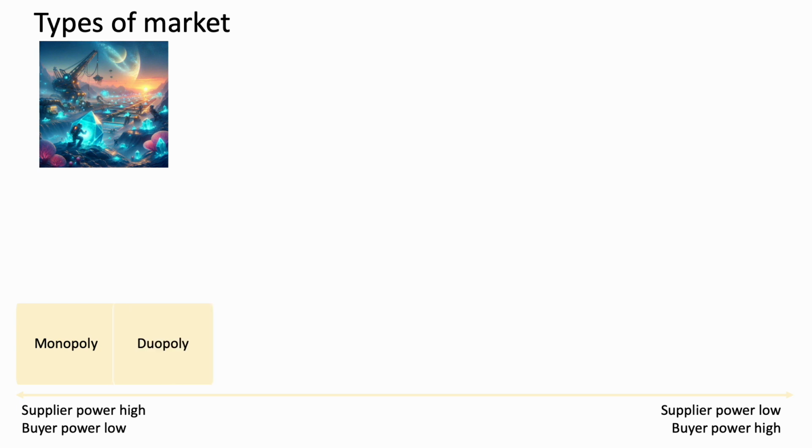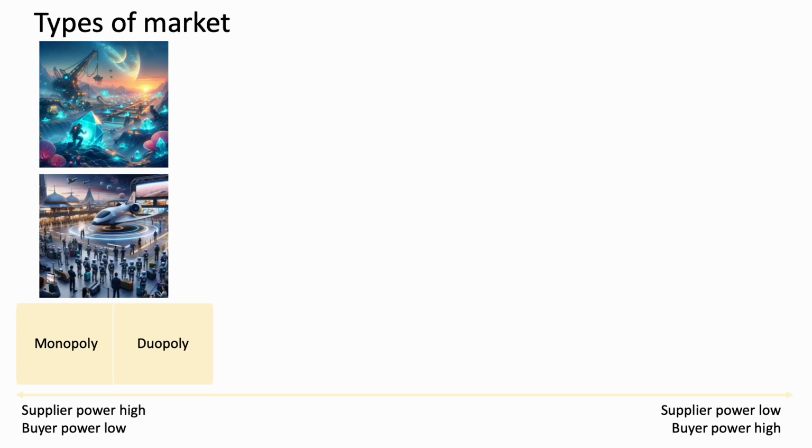Duopoly. A duopoly occurs when only 2 companies dominate a market. An example might be 2 major companies controlling the entire space tourism sector. They would likely have a major influence on ticket pricing and mission schedules with little room for newcomers.